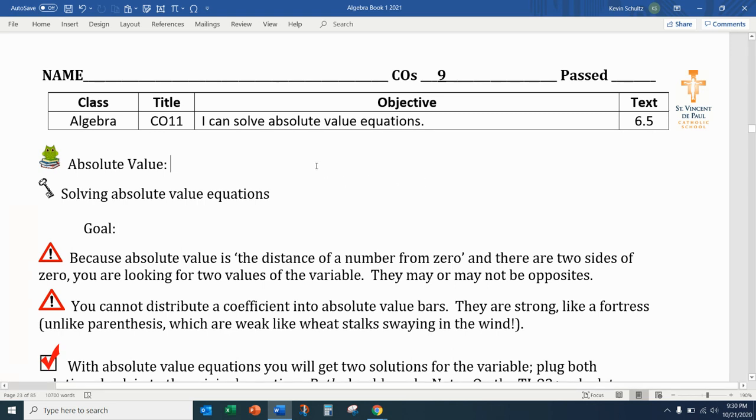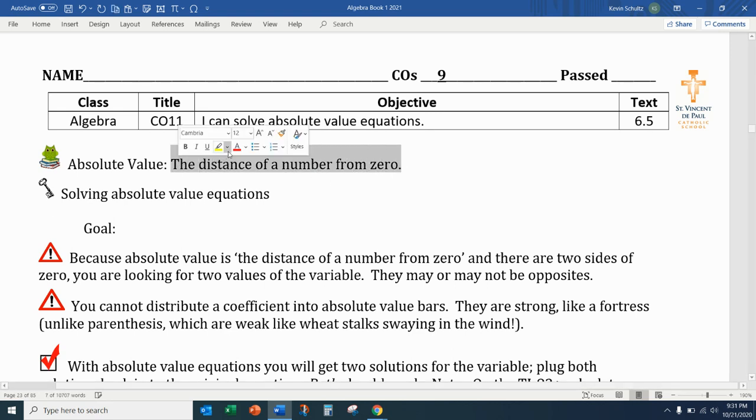Okay, so one term to define here. If we're solving absolute value equations, we should know what the definition of absolute value is. Does everyone know the definition of absolute value? Good, all of you, excellent. Well, the definition of absolute value is the distance of a number from zero. Is my penmanship just excellent? The distance of a number from zero.